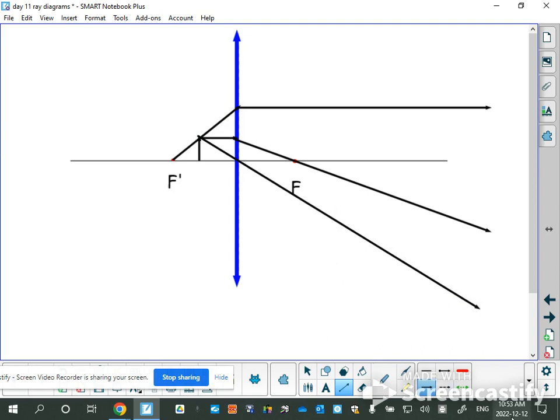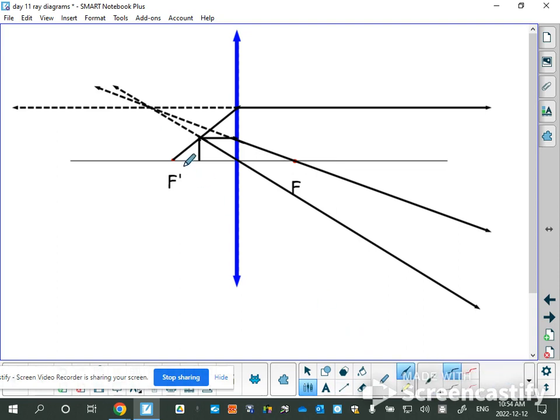What I want to do now is trace these back. I want to trace back and see where these meet. So I want to trace back the ones that went through the lens, none of these that went through the lens. So I'm going to trace this one back, and this one back, and then this one back. And they should cross over here, no problem.